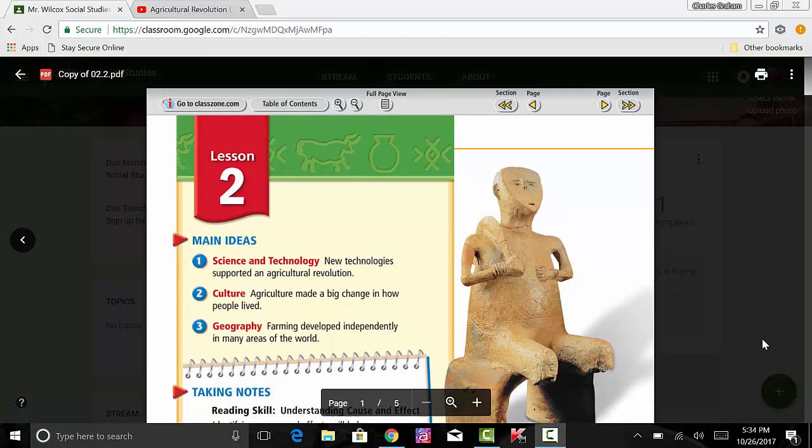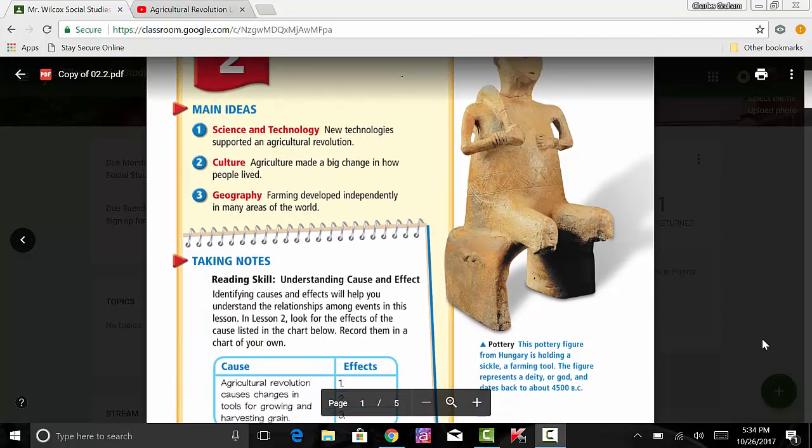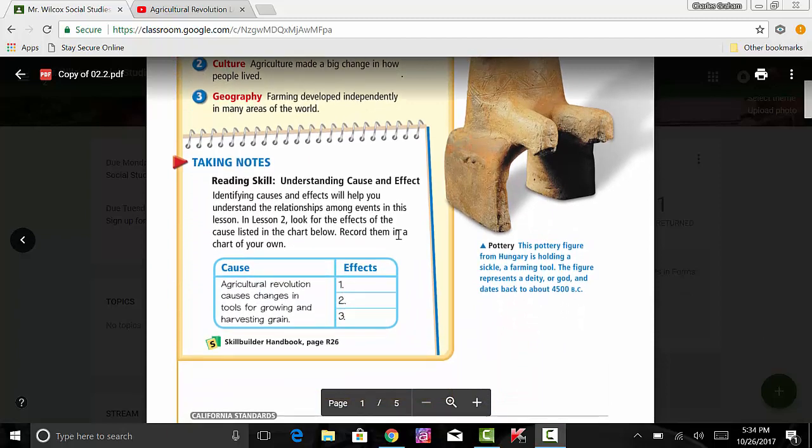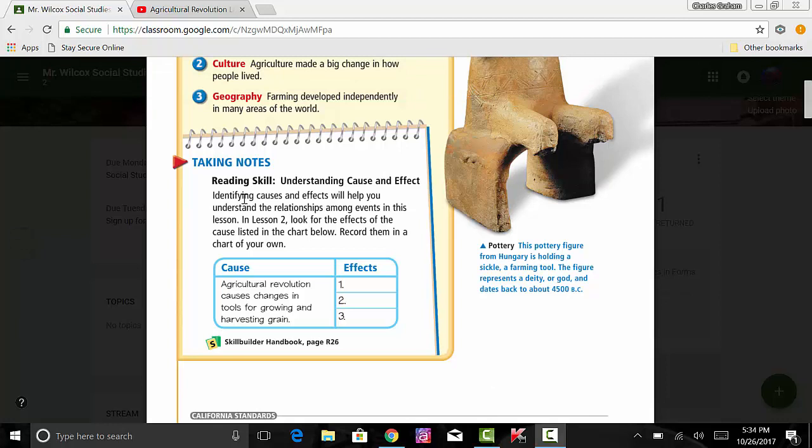All right, in this next video, I'll talk a little bit about taking notes. Taking notes, reading skill, understand cause and effect. Identifying causes and effects will help you understand the relationships among events in this lesson. In lesson 2, look for the effects of the cause listed in the chart below. Record them in a chart of your own.